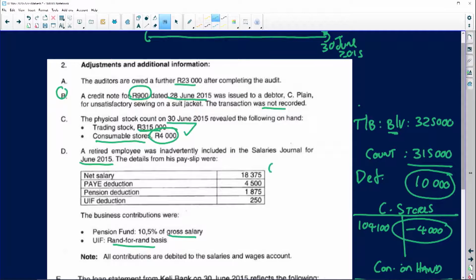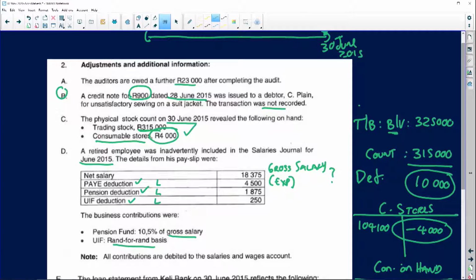Okay. Right, now when it comes to this particular adjustment, please remember, guys, that your gross salary is always your expense. And as you can see, in this particular case, your gross salary is not given. All the deductions that I've just read out, your PAYE, pension deduction, UIF deductions, all are liabilities. In other words, they would be recorded in trade and other payables. Net salary is also a liability. In other words, the amount that you will be paying to the actual worker.